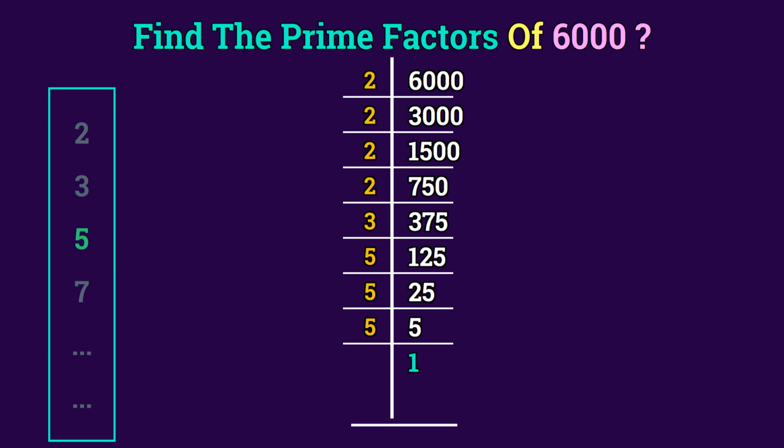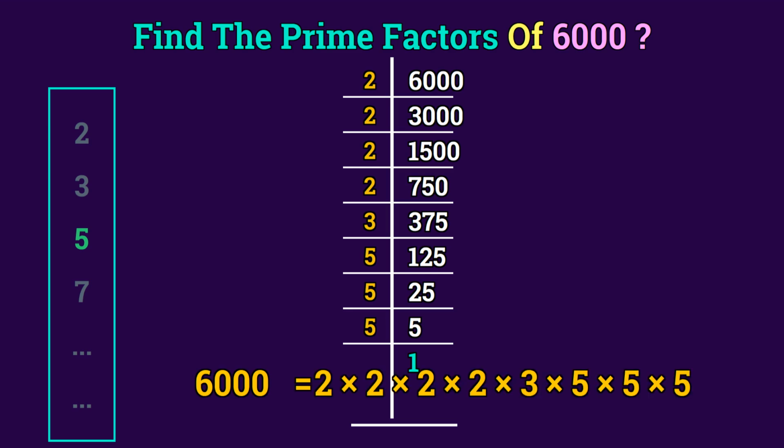And we are done. The prime factors for 6000 are 2 times 2 times 2 times 2 times 3 times 5 times 5 times 5, which can be written as 2 to the power 4 times 3 times 5 to the power 3. And these were the whole prime factors for this number.